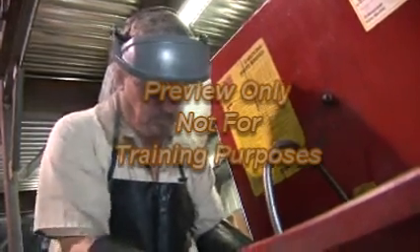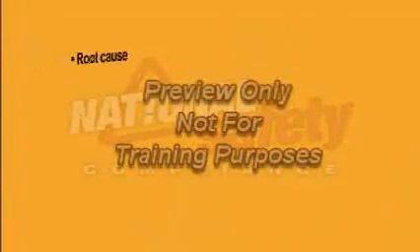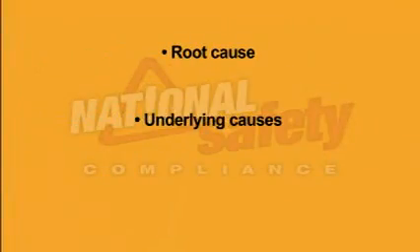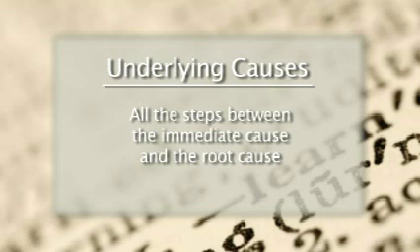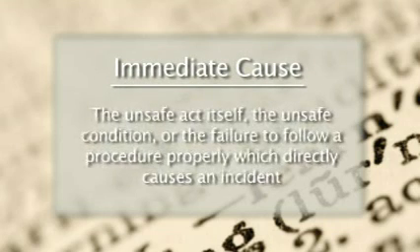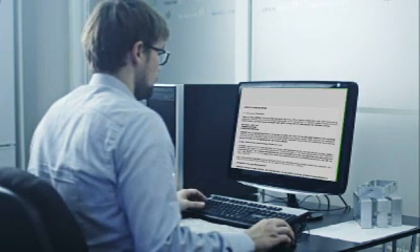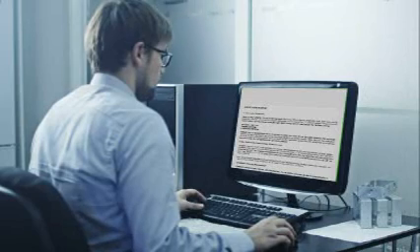Incidents have three basic contributing factors: the root cause, underlying causes, and the immediate cause. The root cause is the very basic reason for the incident and does not have an underlying cause. Underlying causes are all the steps between the immediate cause and the root cause. The immediate cause is the unsafe act itself, the unsafe condition, or the failure to follow a procedure properly, which directly causes an incident. It is important to focus on finding and knowing the root cause of an incident.